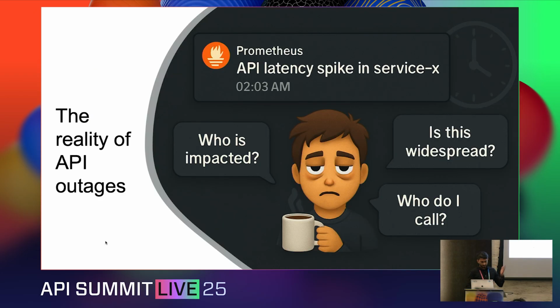And that's the reality of most developers. If you relate to this image, please raise your hand if you have ever been in this situation. Yes, that resonates with most engineers across organizations and the industry.